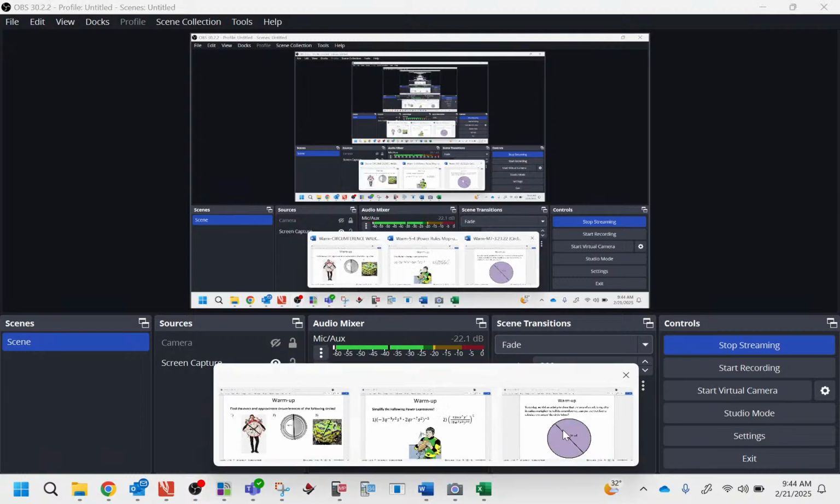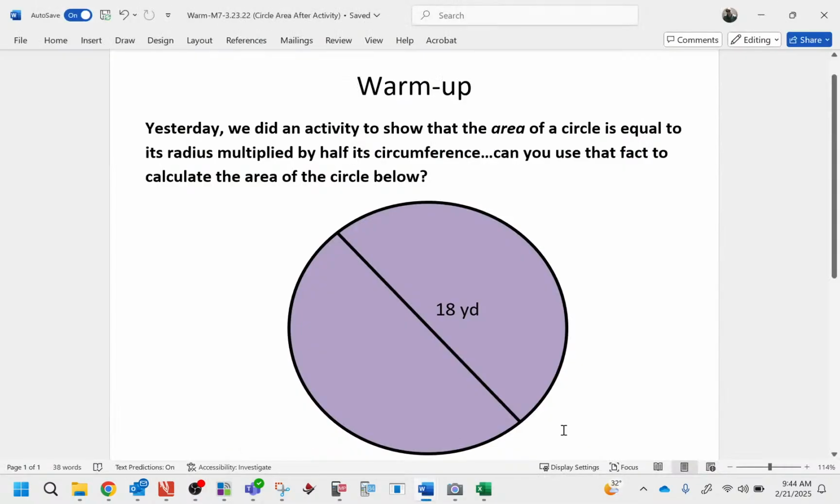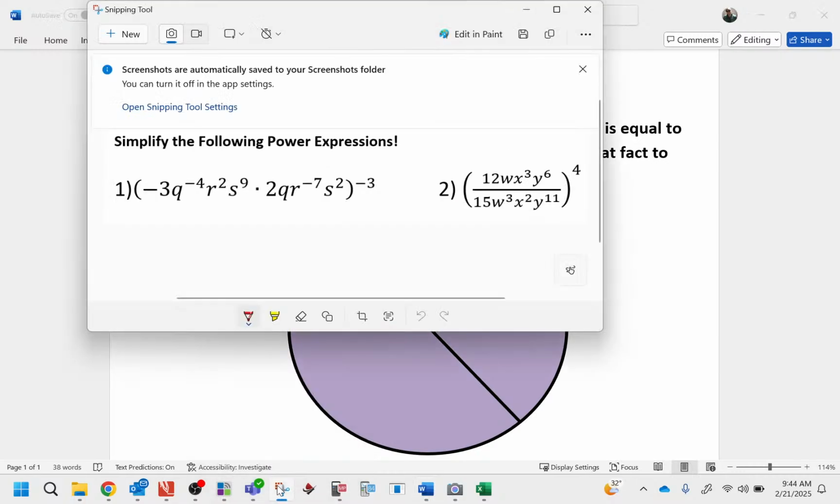Hey, we made it. Okay, so yesterday we did an activity showing that the area of a circle is equal to its radius multiplied by half its circumference. How can you use that fact to calculate the area of the circle below? Pause the video, see what you can do, and we're going to get this going.